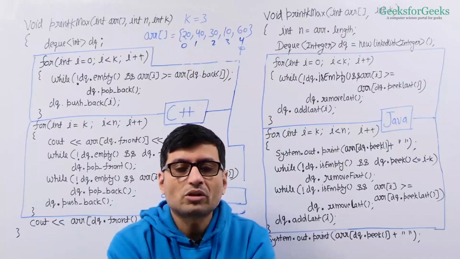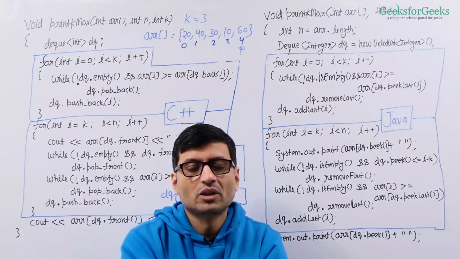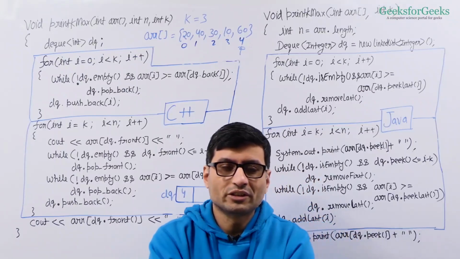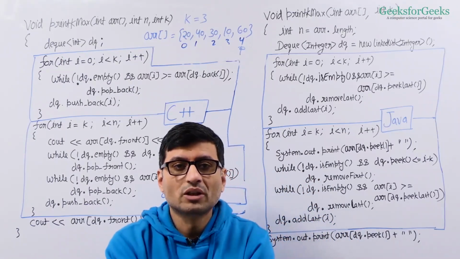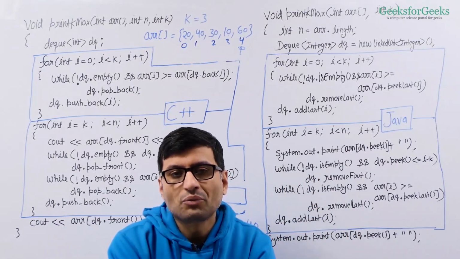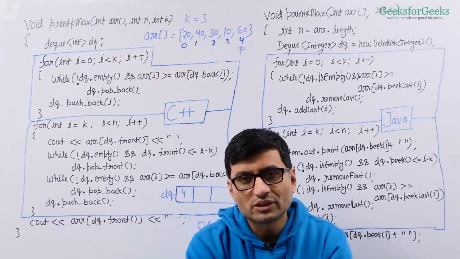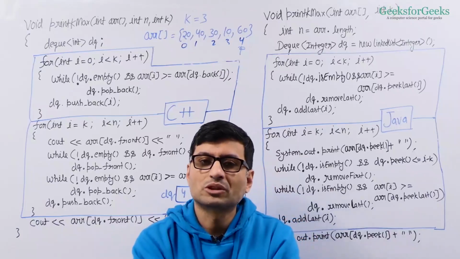Let us now talk about the time complexity of this implementation. When we take a first look at this implementation, it looks like more than linear because we have nested loops. But if we take a closer look, we can notice that every item goes into the DQ exactly once and comes out of the DQ at most once.